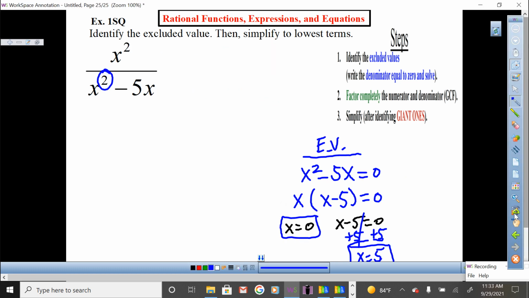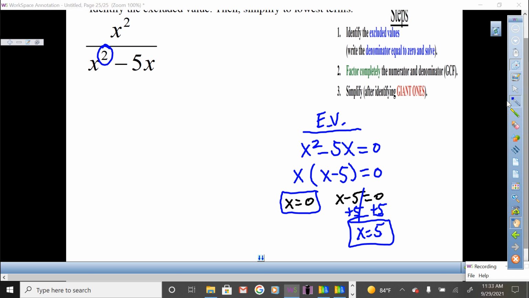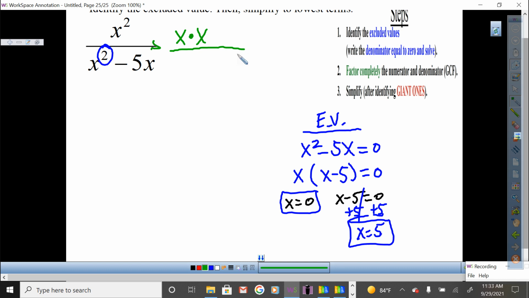Okay. Let's go to simplify. Here we go. How can we write this as factored form? X times x. Very good. How can we factor this one? You're like, Mr. Q, we already did it over here. Oh yeah, that's true. It's right there, so I just use these factors and write them here, x minus 5. And now we can identify the giant 1. You guys see the giant 1? Yeah, x over x, and that leaves us with x over x minus 5.